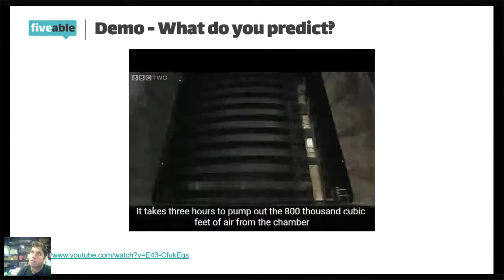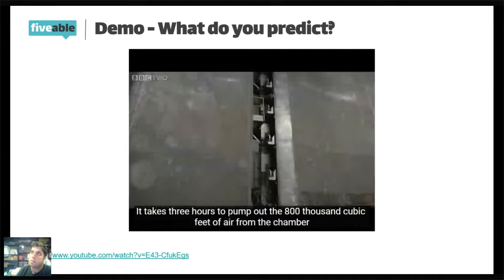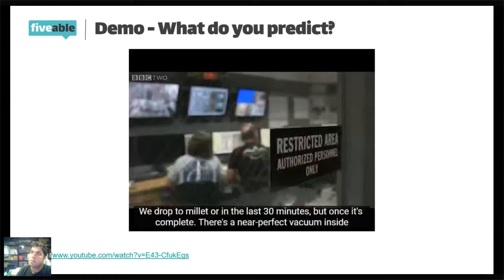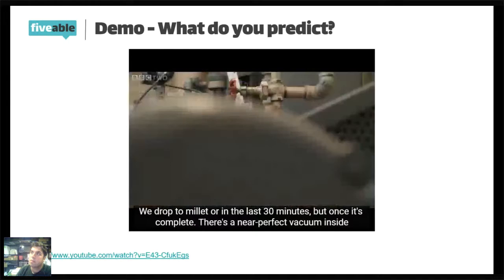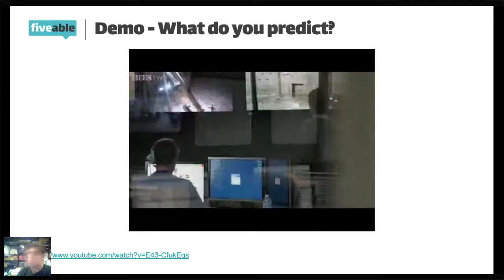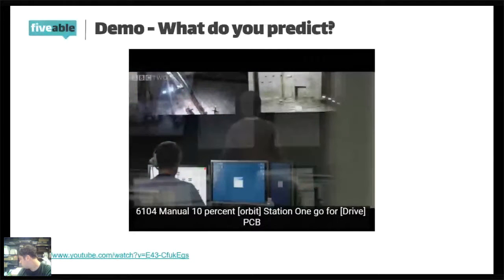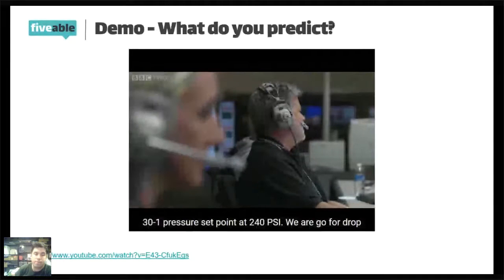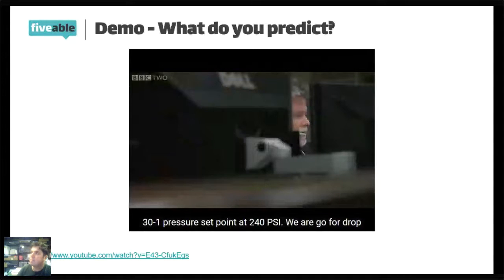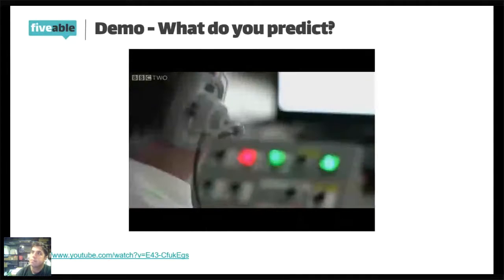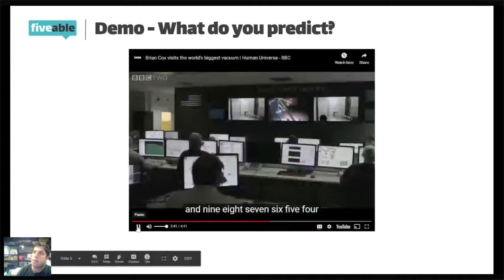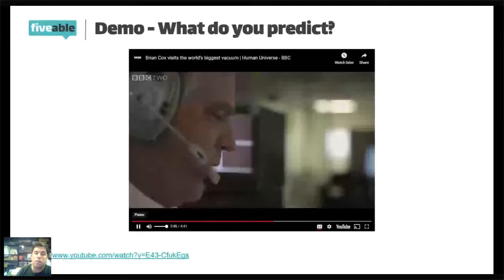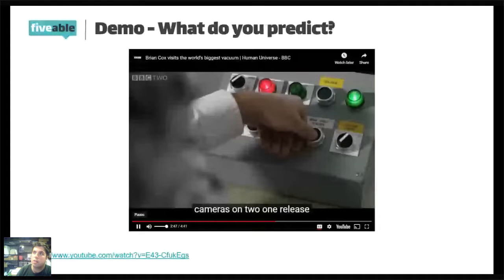It takes 3 hours to pump out the 800,000 cubic feet of air from the chamber. We dropped 2 millitorr in the last 30 minutes. But once it's complete, there's a near perfect vacuum inside. 60 millitorr, fan is 10% loaded. Station 1, go for drive. PCD 30-1, pressure set point 240 psi. Here, go for drop. 9, 8, 7, 6, 5, 4, 3, 2, 1.